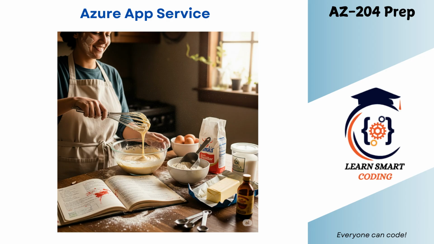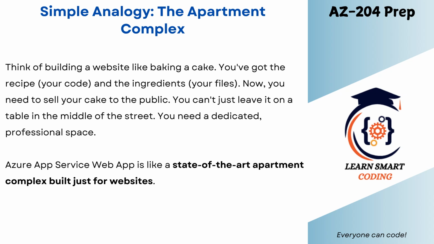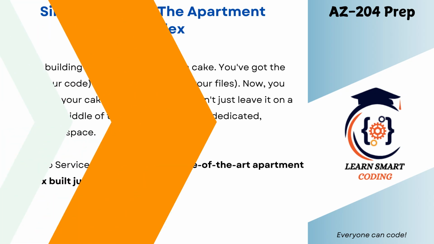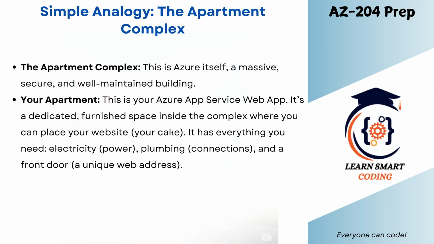If you did not get this, let me explain it in a very simple way. Think of building a website like baking a cake. Now you have got the recipe, which is your code, and the ingredients, your files. You have both. Now you need to sell your cake to the public. You can't just leave it on a table in the middle of the street. You need a dedicated, professional space for someone to buy the cake, right? Now Azure App Service web app is like a state-of-the-art apartment complex, just built for this website.